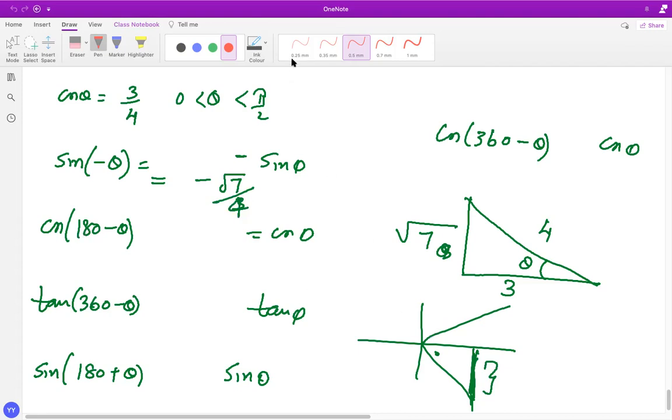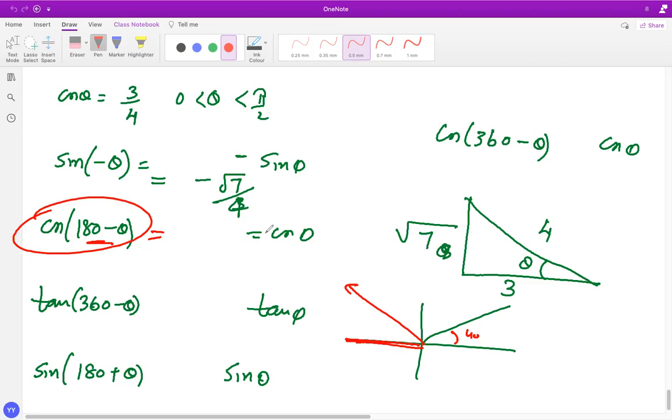Now cos of 180 minus theta. When you look at the angle in quadrant number 1, and you do 180 minus theta for that angle, it moves to quadrant number 2. Suppose this is 40, and this is 180 minus theta, which is 180 minus 40, in the second quadrant. And in the second quadrant, my cos is negative. So cos of an angle in the second quadrant will be negative cos theta, which is negative 3/4.